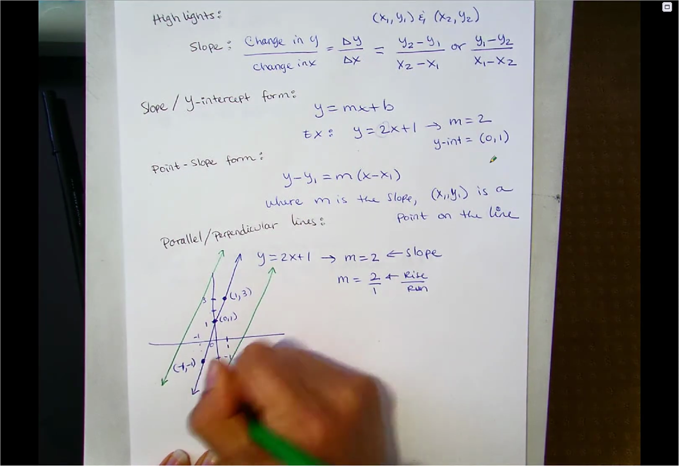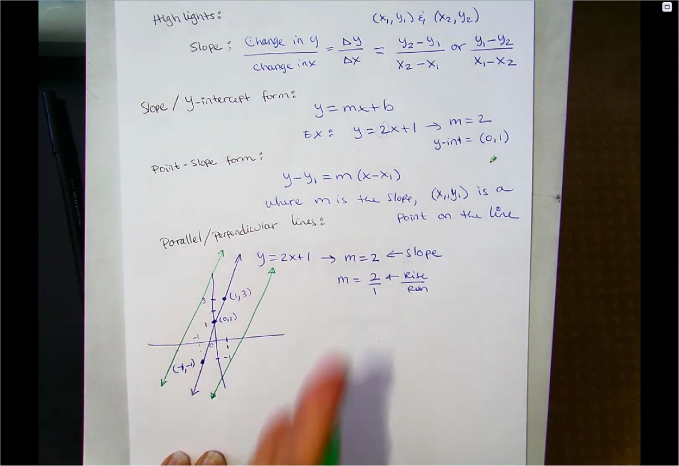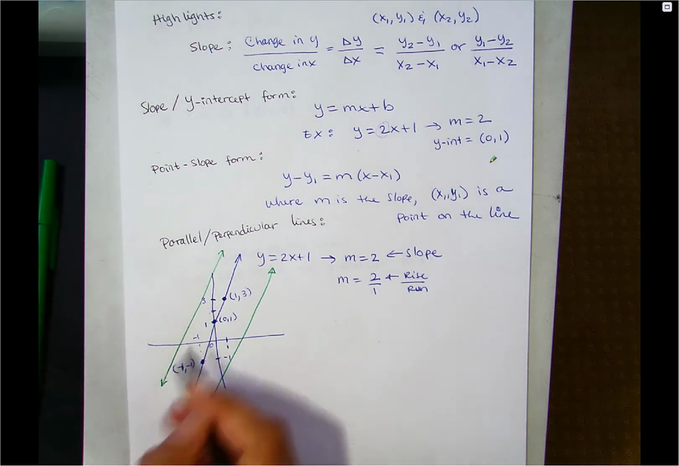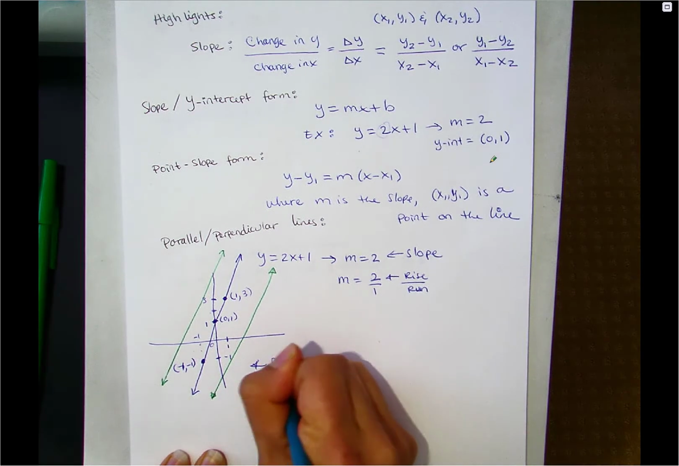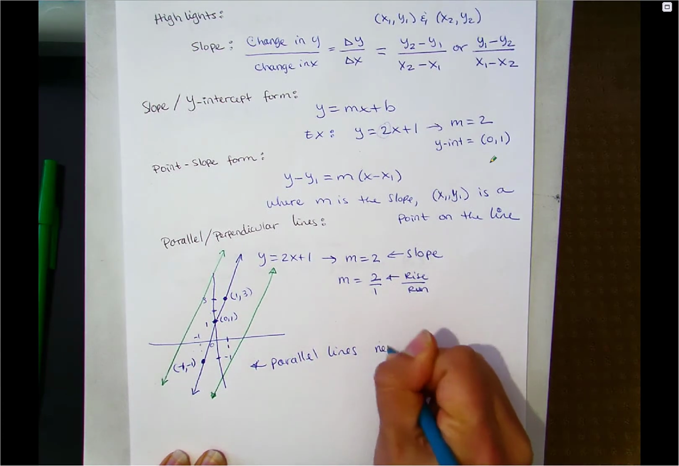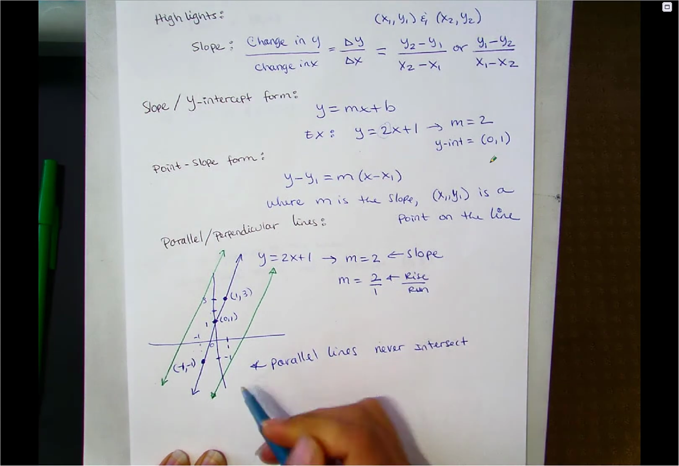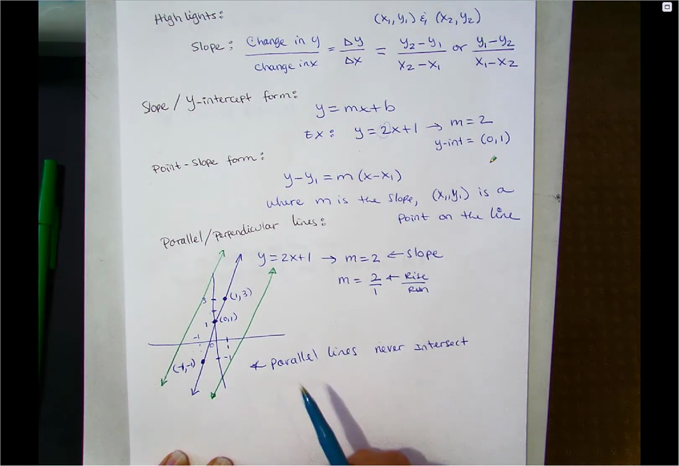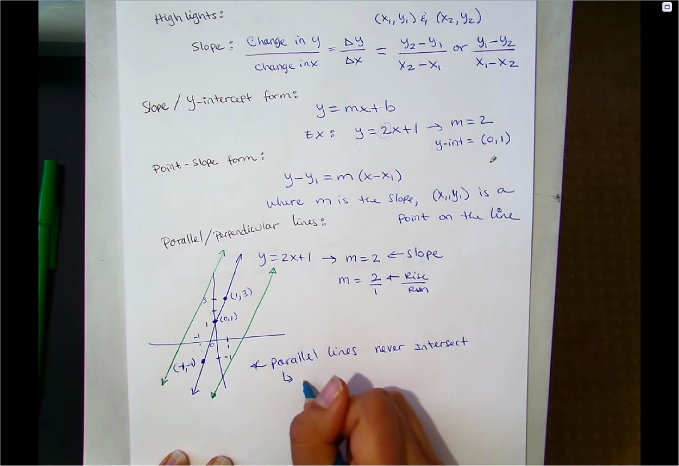Art is not my strong suit, but pretend these are parallel. Parallel means that they're never going to intersect. So the green lines will never intersect the blue line. So these lines are parallel. Parallel lines never intersect. They have the same rate at which they grow, at which they move, and the rate at which they move is the slope, right? So that means that parallel lines have the same slope.